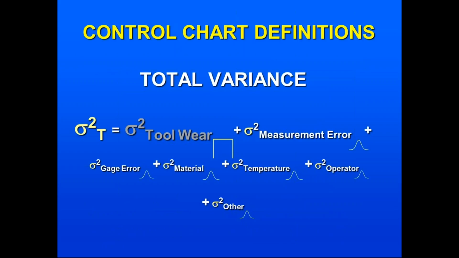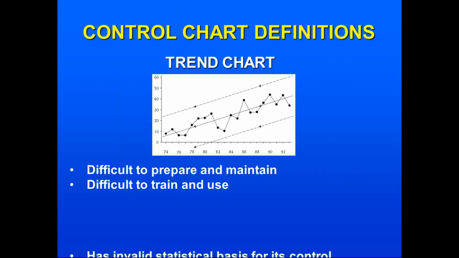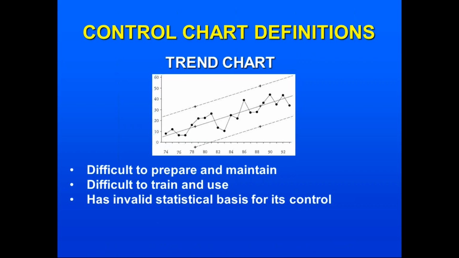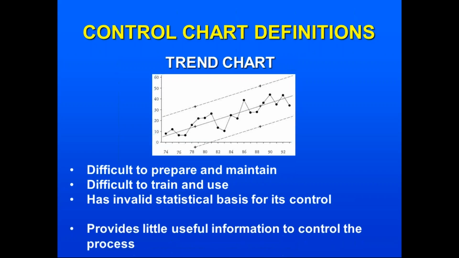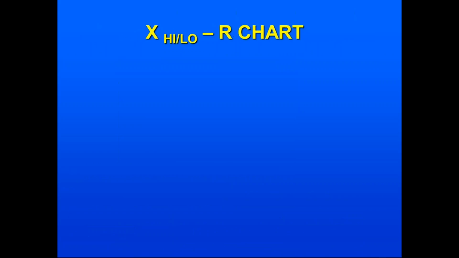So it's really useless. In fact, it ignores tool wear for its control limits and goes into all of the other variations which have nothing to do with it. So the trend chart, if you were ever to attempt to use it, is difficult to prepare and maintain. It's difficult to train and use, has invalid statistical basis for its control. Its control limits are based on measurement error rather than process variation, and provides little useful information to control the process anyway. So how about the X high-low R chart?